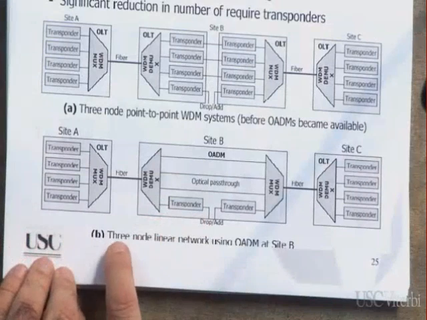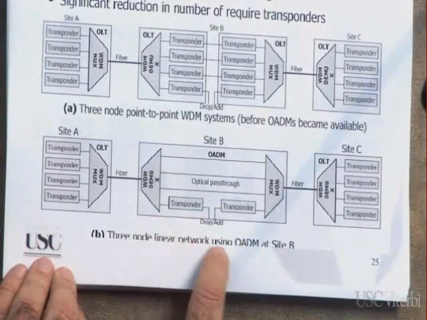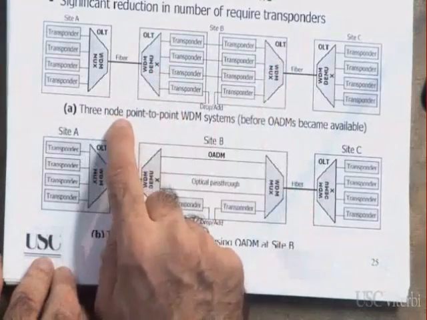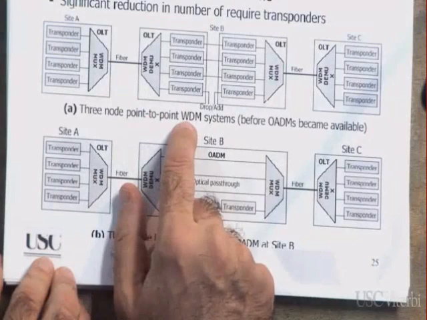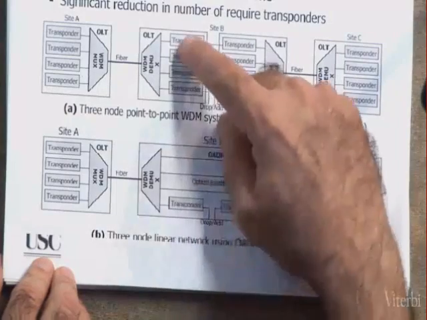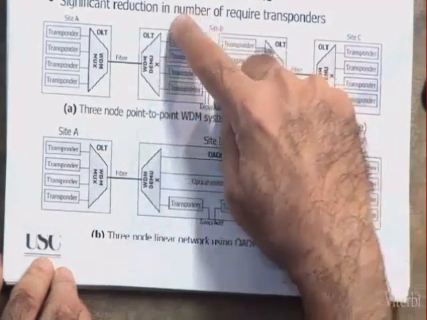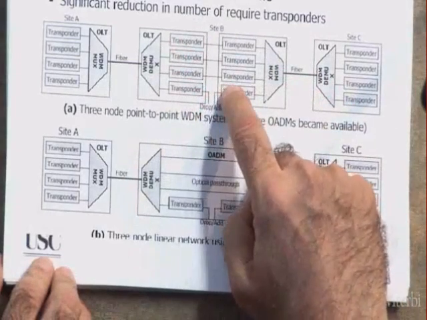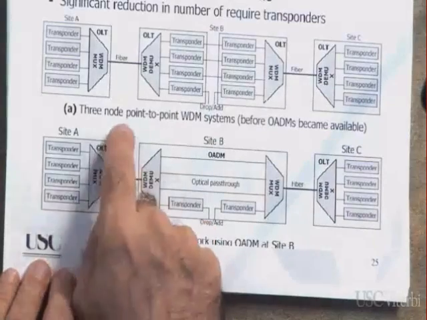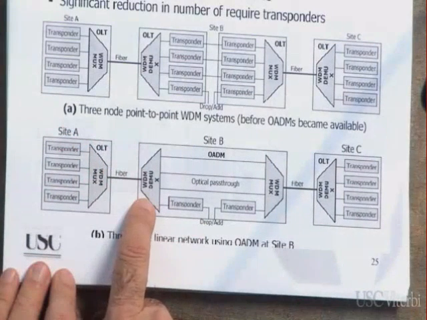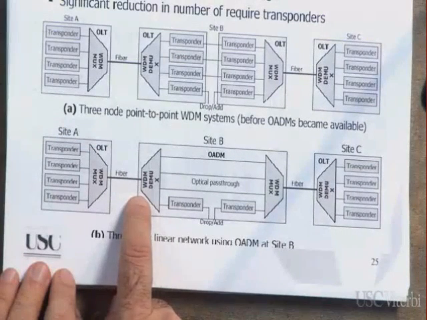This is now a 3-node linear network using OADM inside B. This one is a 3-node point-to-point wavelength division multiplexing. Before OADM became available, we had to demultiplex all the channels, and then drop some, and then add some. Look at now, what do we have? This is the multiplexer, several transponders. What am I doing here? I only want to drop, let's say, lambda 4.